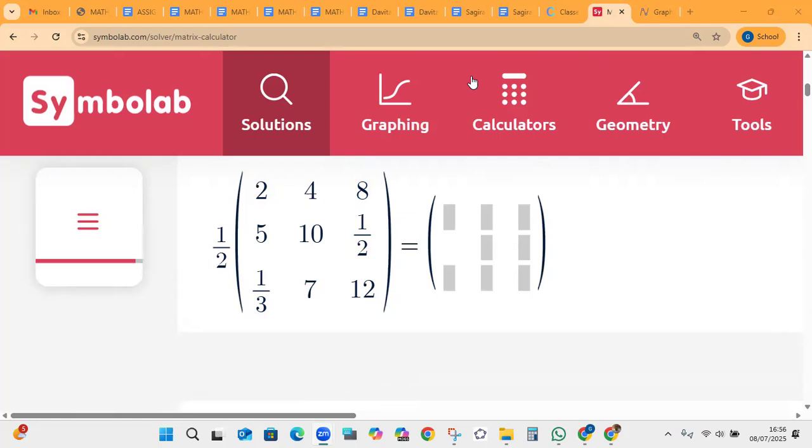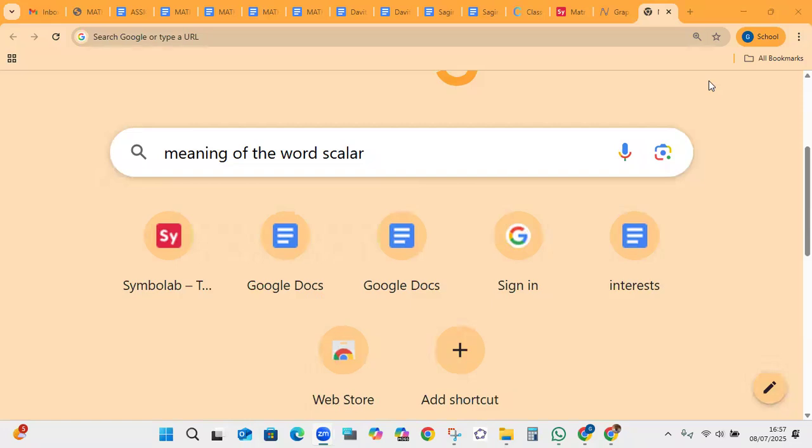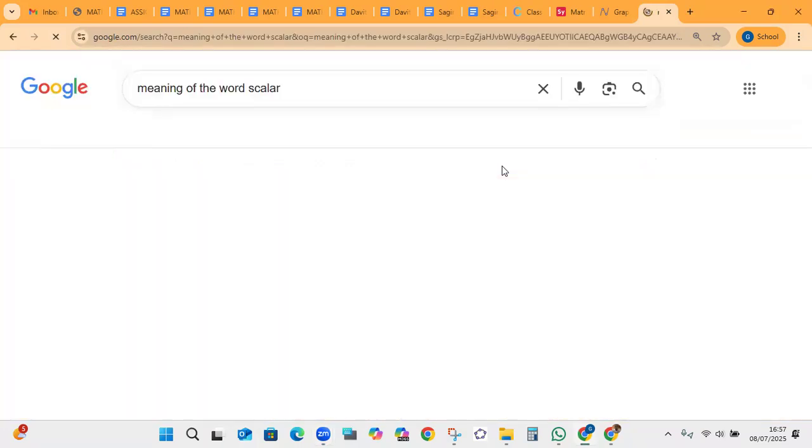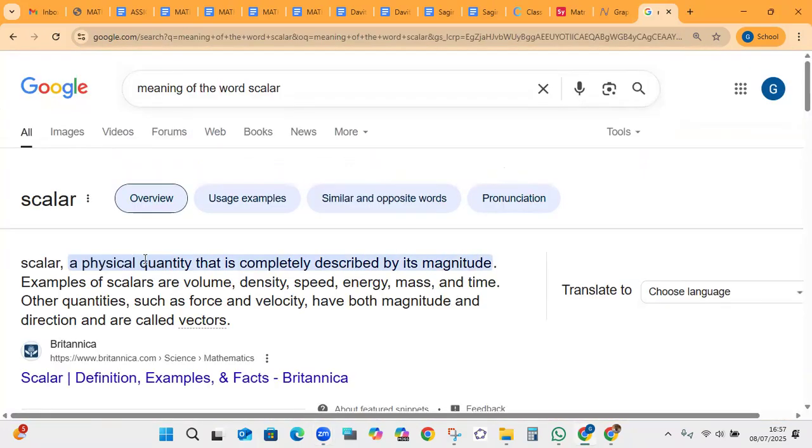All right, scalar. We can even look up the meaning of the word scalar. So I have typed the meaning of the word scalar in Google. Let's see what appears. Scalar is a physical quantity that is completely described by its magnitude. Examples of scalar are volume, density, speed, energy, mass, and time. So it's a number that only has magnitude. It does not have any direction. All right, so therefore now either you get bigger or you get smaller.